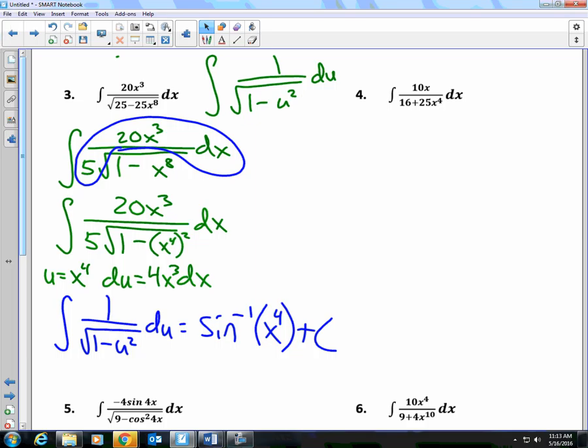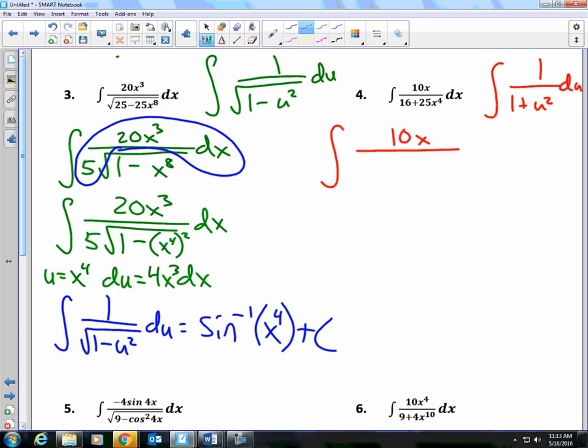Which form do you think this will take? So we're looking for 1 over 1 plus u squared du, because you're right, it will take the form of arctangent of u. I need to come up with a 1 in the denominator, so what should I do? Factor out a 16. I now need something squared. What is that something squared?